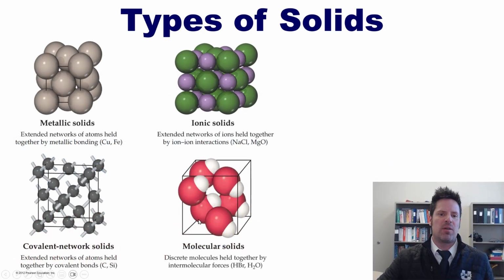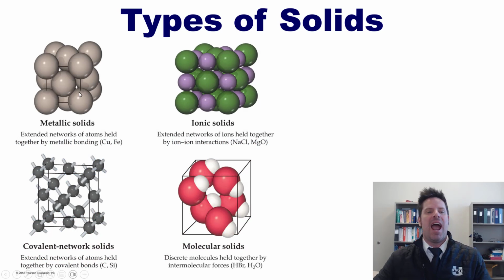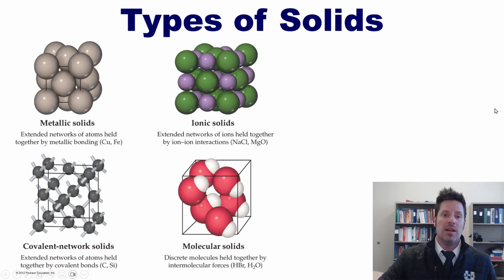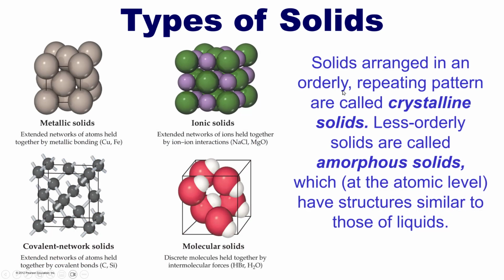These figures taken from our text show pictorially how these different kinds of substances look. Now, just so you know, solids that are arranged in an orderly repeating pattern are called crystalline solids, whereas less orderly solids are called amorphous solids, which at the atomic or molecular level have structures similar to those of liquids.